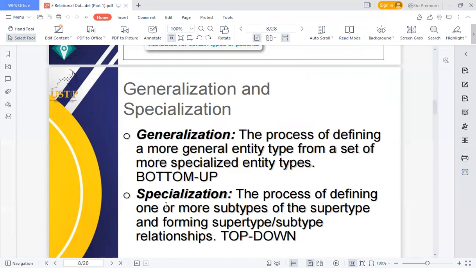While on the other hand, you have the specialization. When you say specialization, it has the top-down approach. So in specialization, you are given the parent or the supertype. Based on that supertype, you generate all the different subtypes associated with the supertype. So that's the top-down approach for specialization.